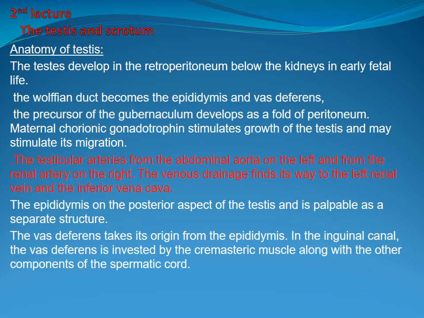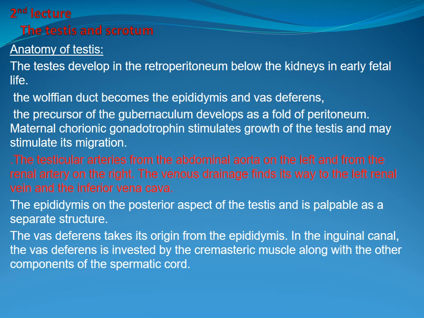Blood supply of the testes. The testicular arteries arise from the abdominal aorta on the left side, while on the right side from the renal artery. The venous drainage: the left testicular vein goes to the left renal vein, while the right testicular vein goes to the inferior vena cava.